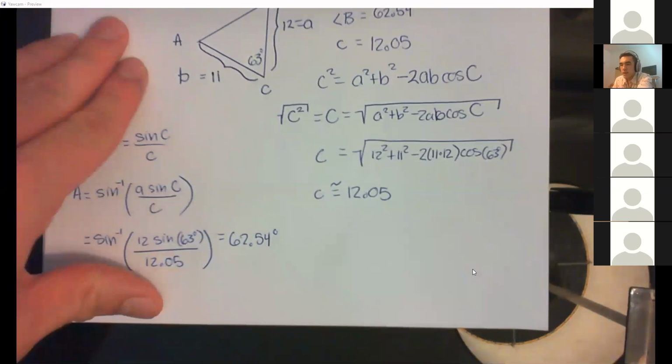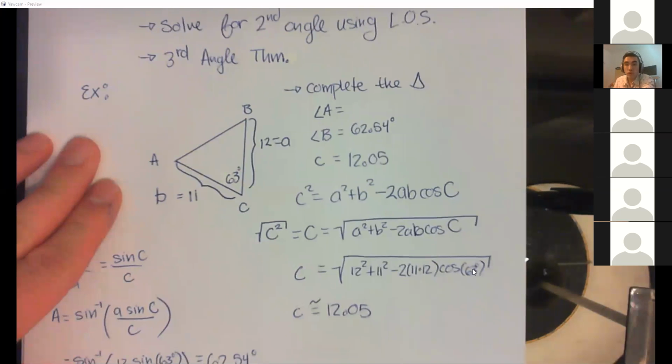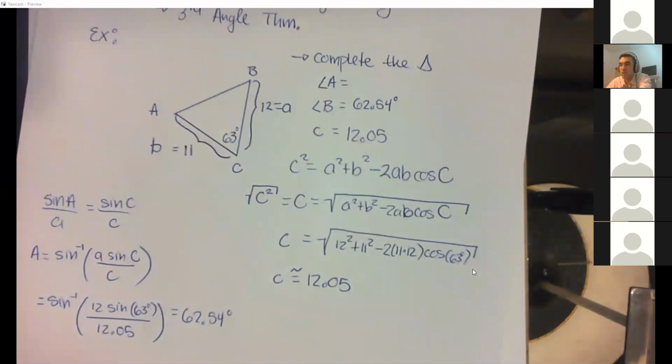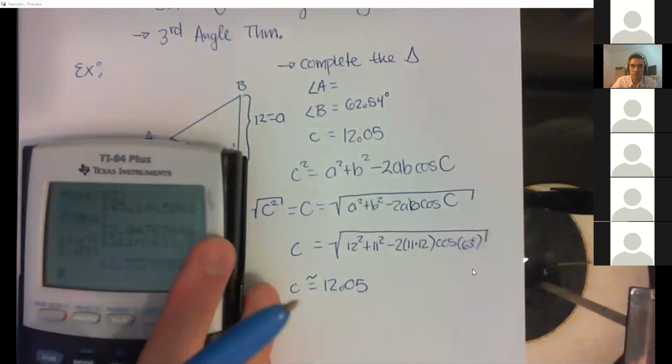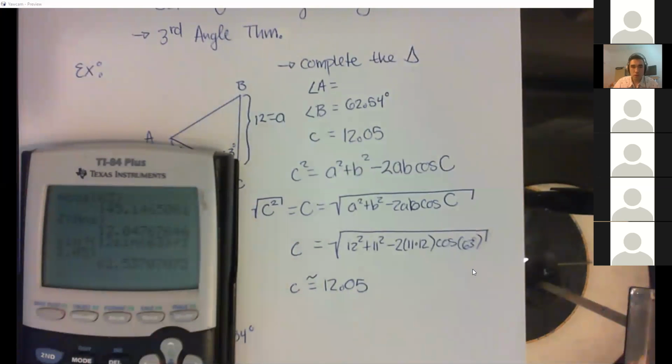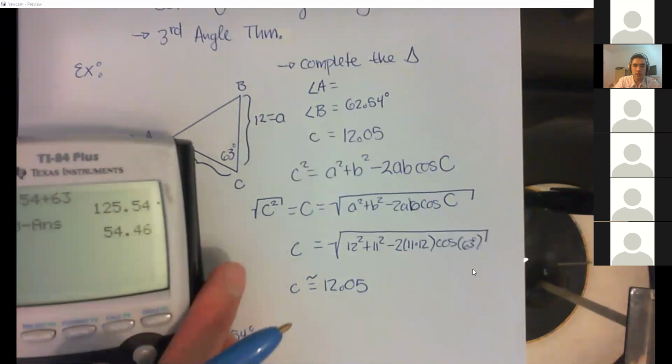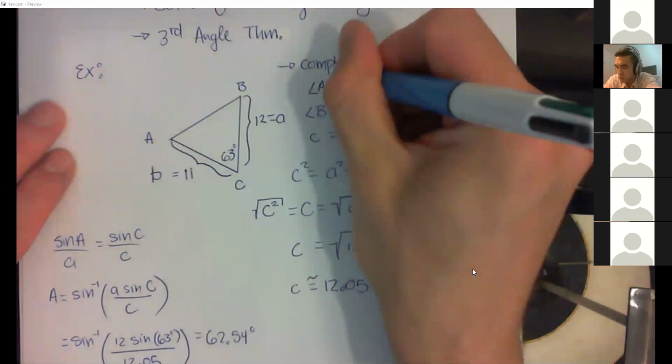And so that gives us two of our three components, and luckily when it comes to these questions, the last part is always nice and easy. Third angle theorem. So I have that one of my angles is 62.54, and I have that my other angle is 63. All of the angles in our triangle need to add up to 180, so I'll subtract their sum from the total, and that tells us that the last angle is 54.46 degrees.